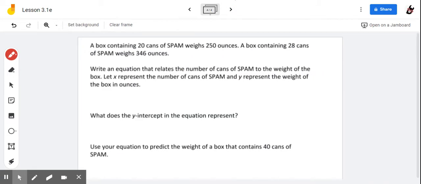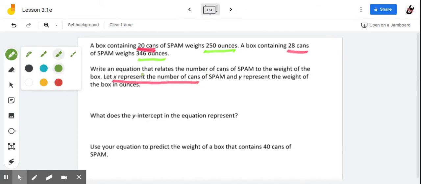All right. Now we have one that is a word problem. So we have here that 20 cans of Spam weighs 250 ounces. And then we have that 28 cans weighs 346 ounces. It also tells us down here that X is the number of cans and Y is the weight in ounces. So we need to come up with our ordered pairs.